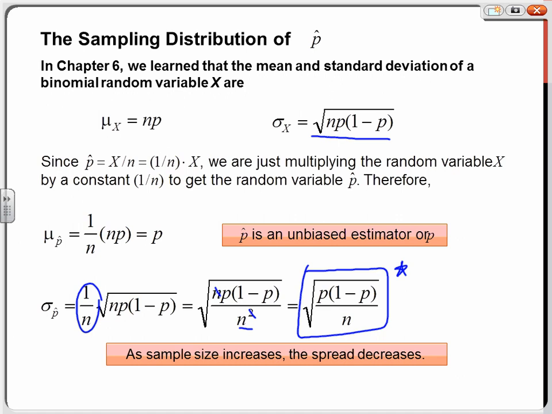So as the sample size increases, the spread decreases. You can think about that. As you have a bigger and bigger number in the denominator, it makes that standard deviation, what it equals, get smaller and smaller and smaller. Okay? Bigger number in the denominator, smaller number overall.